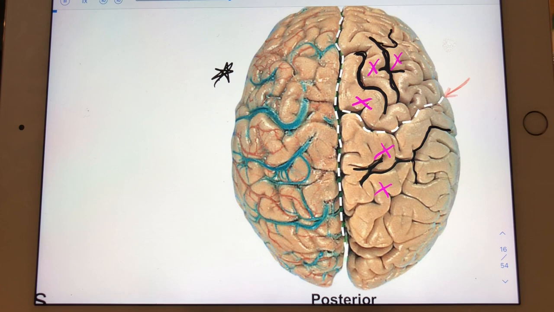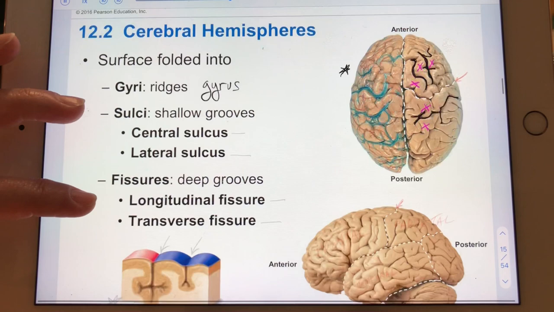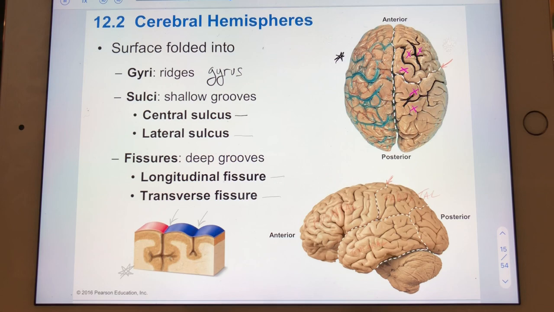Some of the grooves are very deep, and some of the grooves are not so deep. Shallow grooves are called sulci, or singular is sulcus. And some of the sulci that we need to know include the central sulcus and the lateral sulcus. I'll point those out in a hot second. Whereas, when grooves are really, really deep, they're called fissures. And some of the fissures that we need to know include the longitudinal fissure and the transverse fissure.